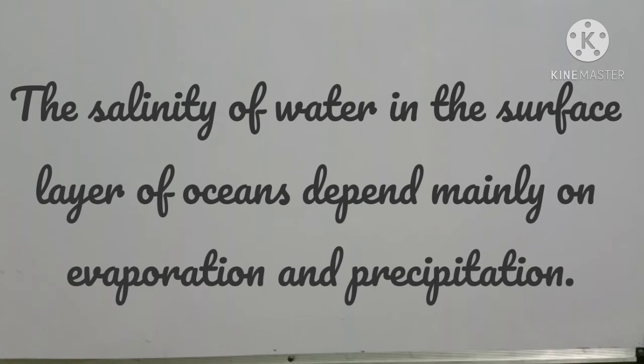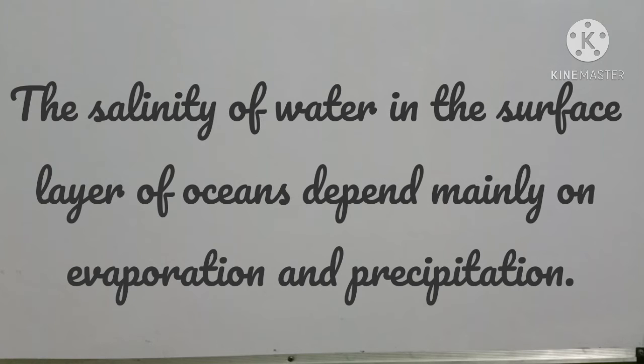So first of all, we will talk about evaporation and precipitation. Where evaporation is high, the salinity will be high, as in hot and dry regions. If somewhere rainfall is high, the salinity will be low. For example, we can take the equatorial regions.